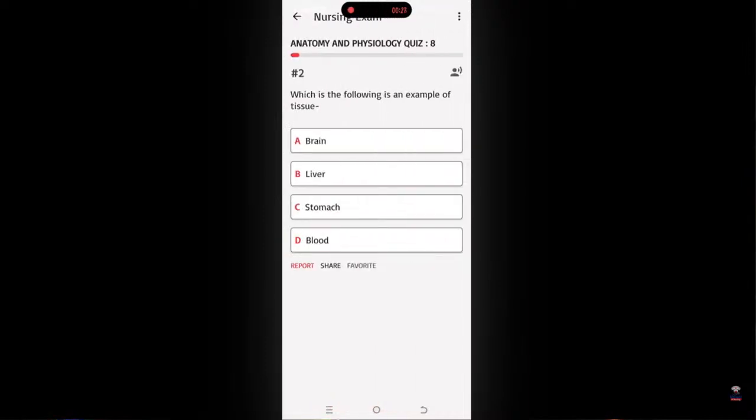Which of the following is an example of tissue? A. Brain, B. Liver, C. Stomach, D. Blood. Correct answer.